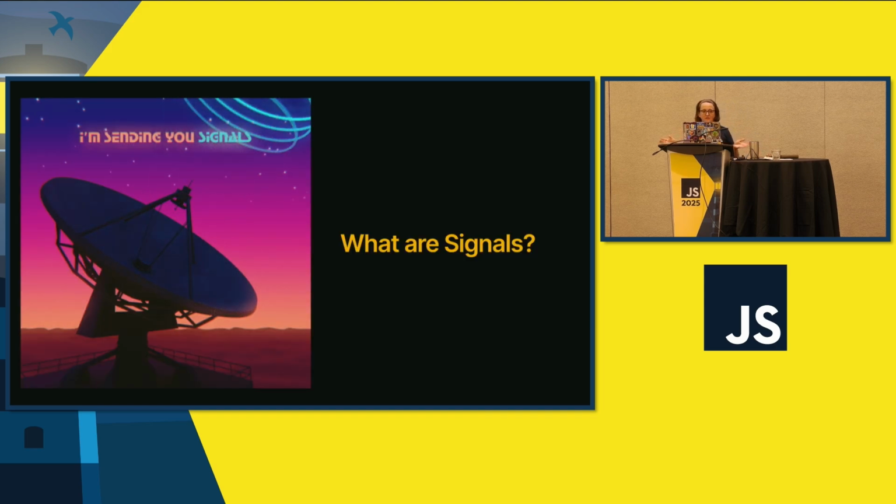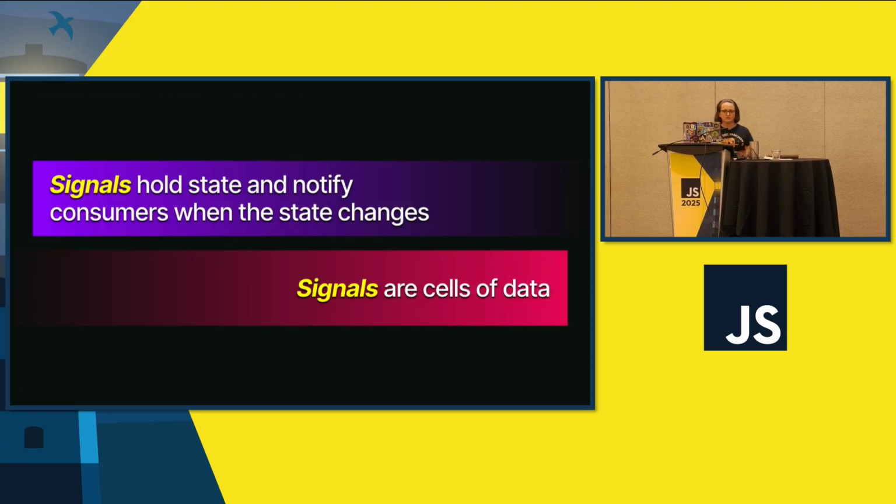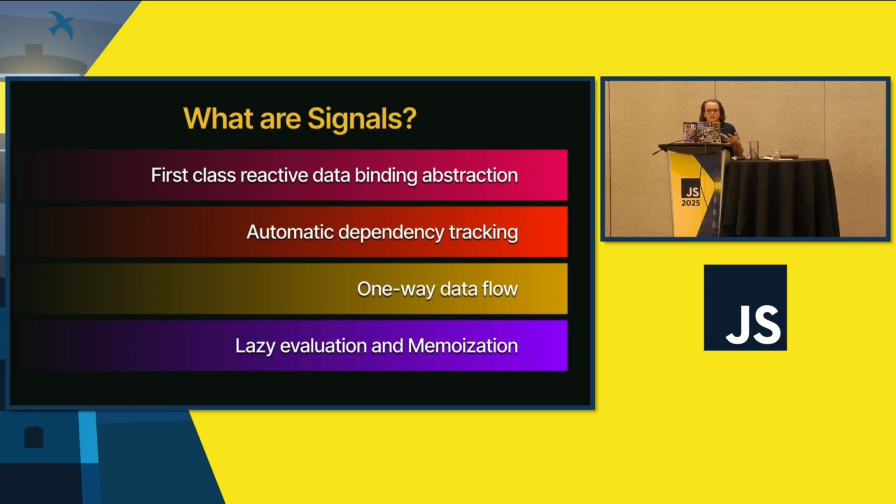Okay, so that was sort of the history. Now we're going to talk about what signals are. Signals hold state and notify consumers when the state changes. They're like little cells of data. They are a first-class reactive data binding abstraction that do automatic dependency tracking. There's a one-way flow of data, and they also allow for lazy evaluation and memoization.